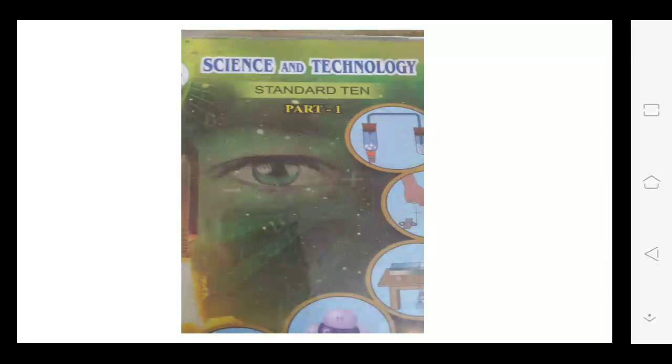Hello students, today we are going to continue with lesson number 1, Gravitation, and we are going to study about Newton's law of gravitation.